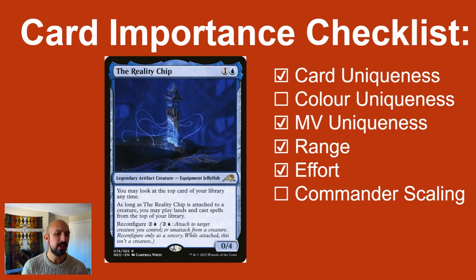Its range is pretty high because it allows you to cast both lands and spells. It doesn't say just creatures, it doesn't just say instants or sorceries, which we see sometimes, so the range is high. And the effort, I think it's low effort. Some might argue otherwise, but as long as you're playing a creature deck, to reconfigure this on a creature is very, very low effort.